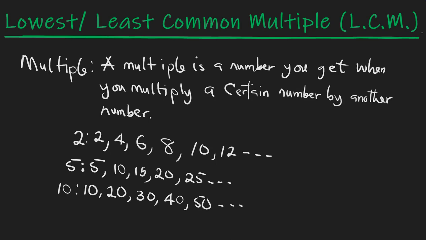Can you see? So this is a multiple. The easiest way to get a multiple is by adding that number to the current answer. Remember that the first multiple of any number is that number. So the first multiple of 10 is 10. Then plus 10, plus 10, plus 10, and so on and so forth.